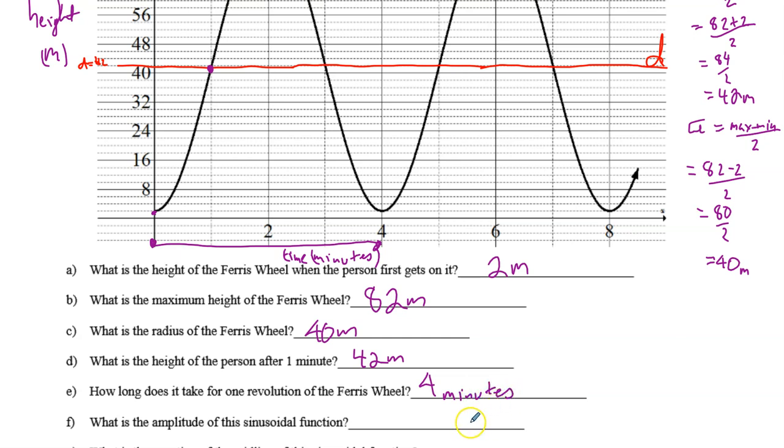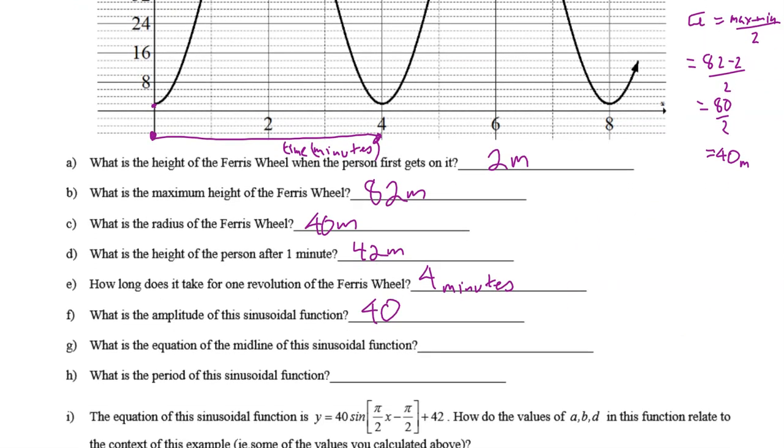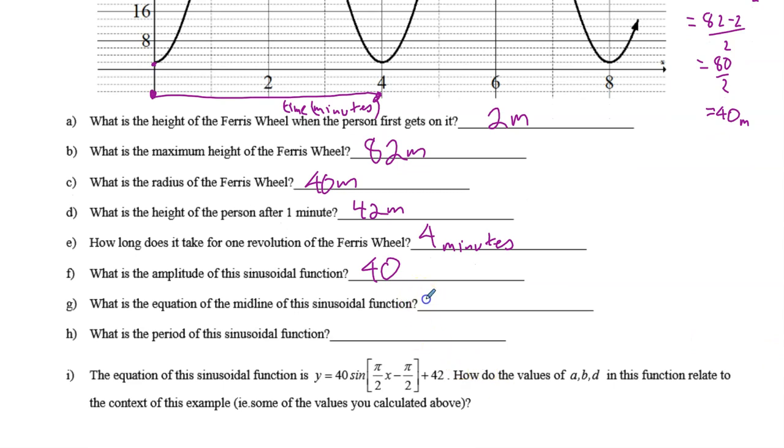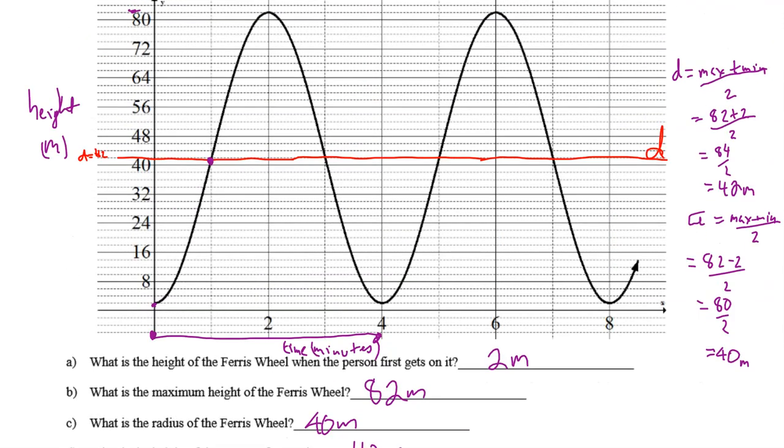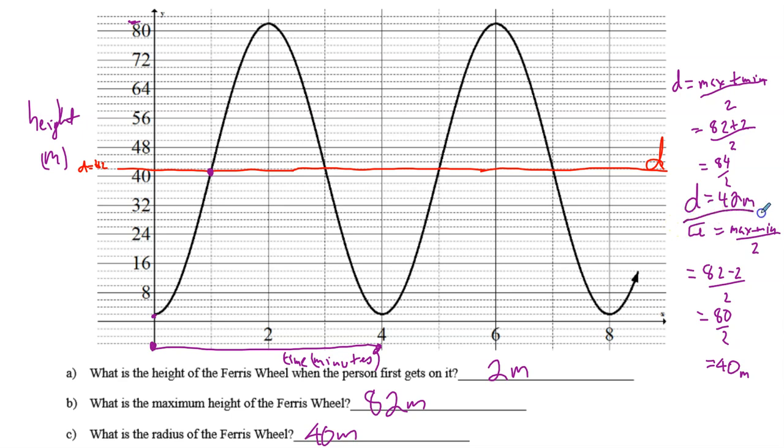What is the amplitude of this sinusoidal function? An amplitude isn't going to have units on it, but the amplitude is the radius. So anytime you're dealing with any wheel, the amplitude of the function will be the radius of the wheel. It's the equation of the midline. So equation of midline has to be y equals. And that's going to be the middle, so that's our d value. So y is equal to 42. It's also fair to say that d is equal to 42. D is 42. A is 40.